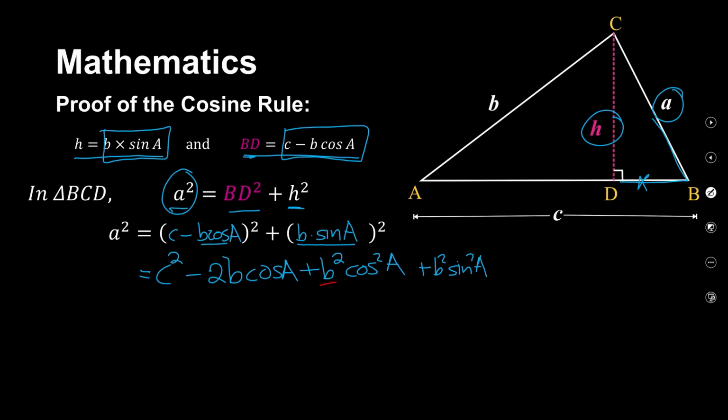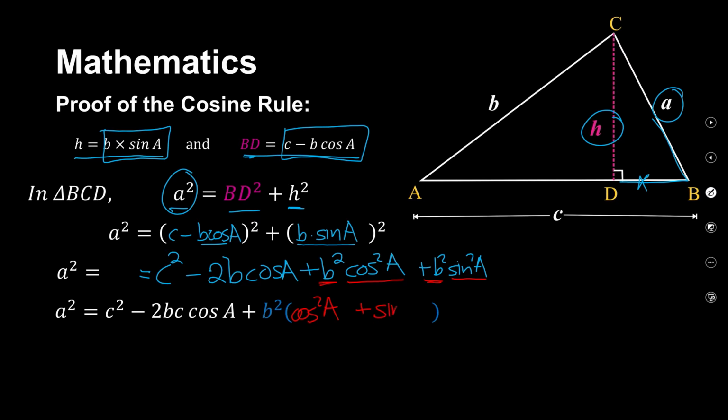Now if you notice, we've got a B squared here and a B squared here. So we're going to try and take out a common factor from these two terms. Here it's written slightly neater. A squared is equal to C squared minus 2BC cos A plus B squared. So we're going to take out B squared as a common factor. We'll be left with this cos squared A, plus this piece here, which is sine squared A.